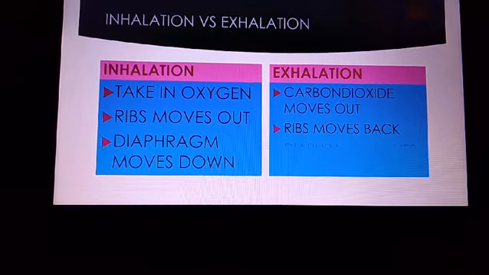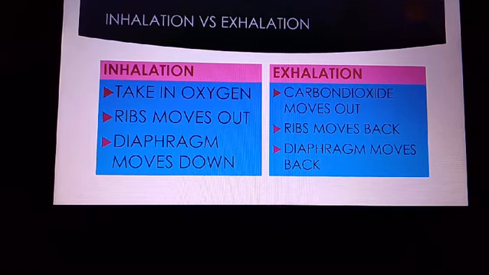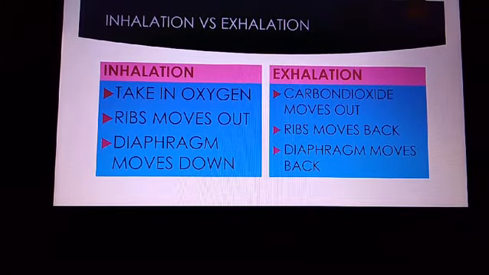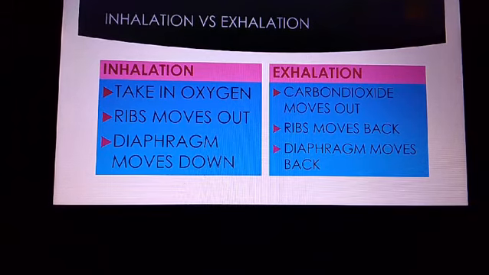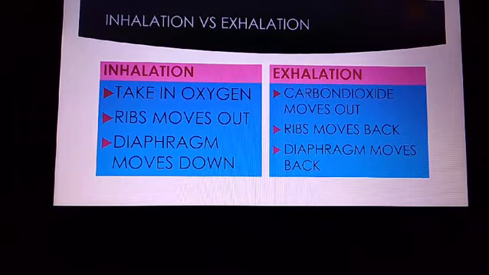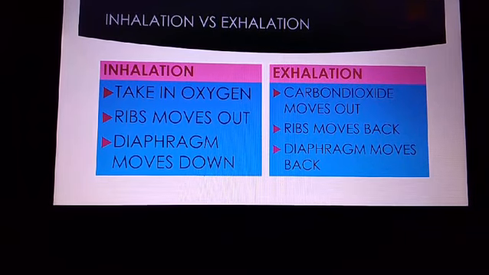So in inhalation we take in oxygen, ribs move outward, and the diaphragm moves downward. In exhalation, carbon dioxide moves outward, ribs move backward, and the diaphragm moves in the backward direction. Both mechanisms are quite different from each other, as the movements of the ribs and diaphragm are also opposite in both cases.